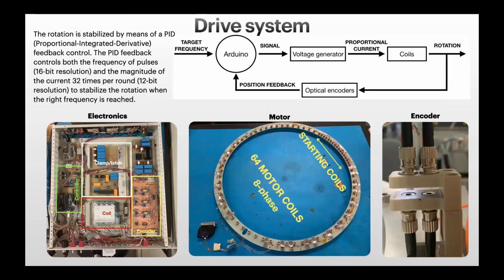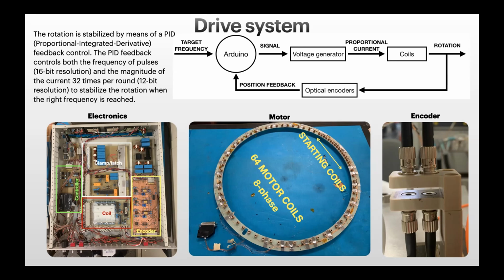Moving to the drive system, it is based on a feedback loop. At the center of this loop there is an Arduino board that is located here. This is the electronic box, and this is the Arduino board. On this Arduino board, a PID feedback control is implemented, and so the Arduino is able to control the frequency and the amplitude of the current flowing in the coils. These are the coils.